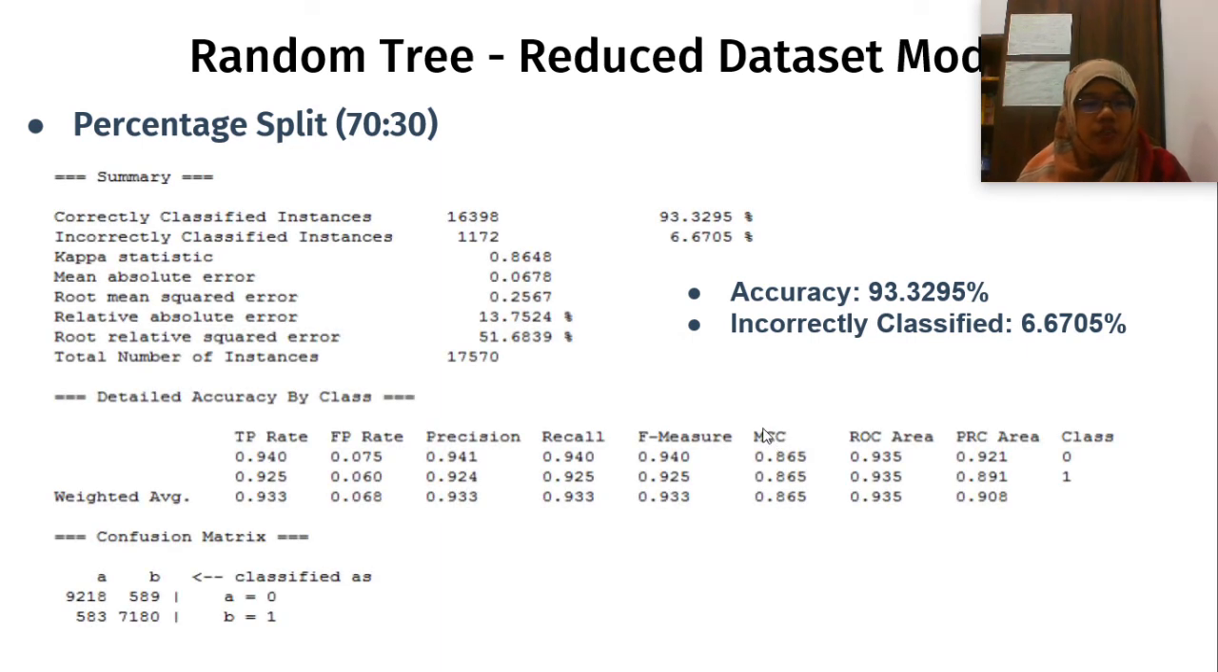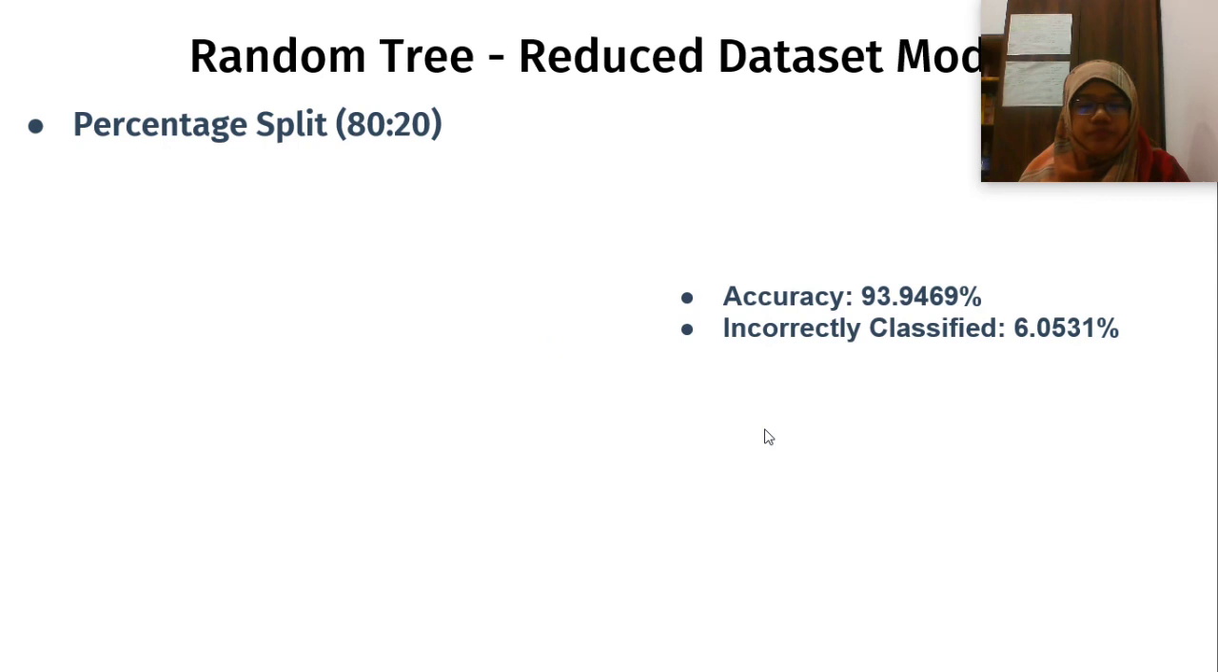Now the result for percentage split for 70% for the reduced dataset using the random tree classifier. For accuracy, we have 93.3295%. For incorrectly classified, we have 6.6705%. For true positive, we have 7,180. For true negative, we have 9,218. For false positive, we have 589. For false negative, we have 583.